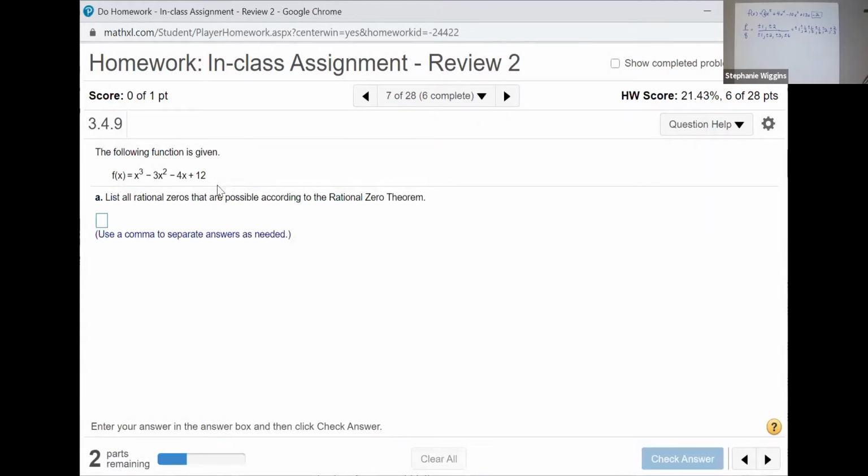The following function is given. Now it says list all rational zeros that are possible according to the rational zero theorem. So the last two are multiple choice, but of course the test that you're taking is not going to be multiple choice. But I think this has multiple parts to it, looks like. So there's a point to all of this. The first step is to list the possible rational zeros.